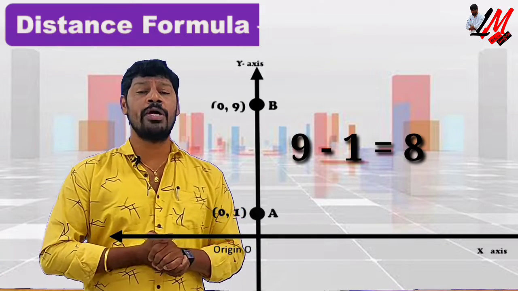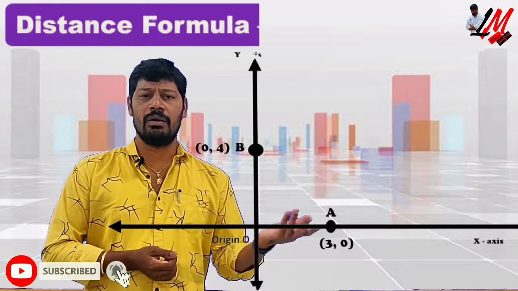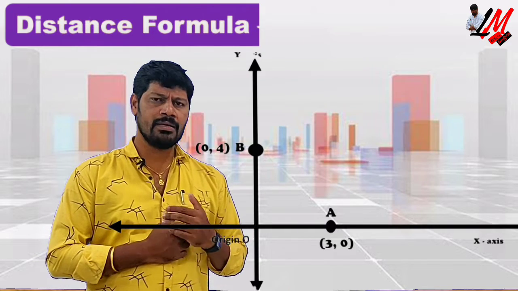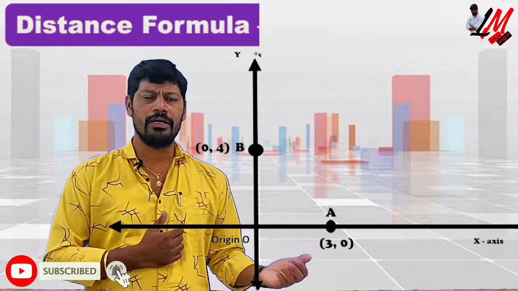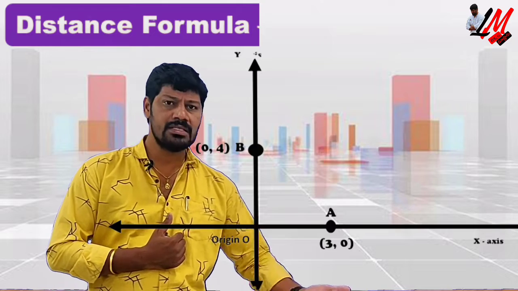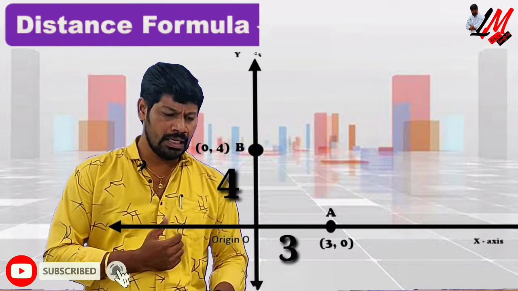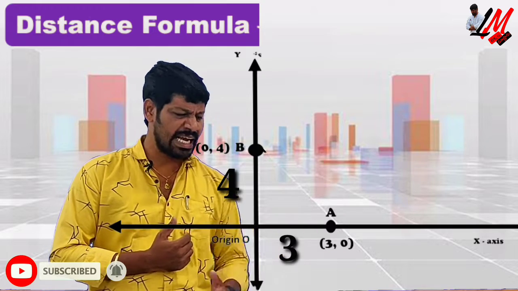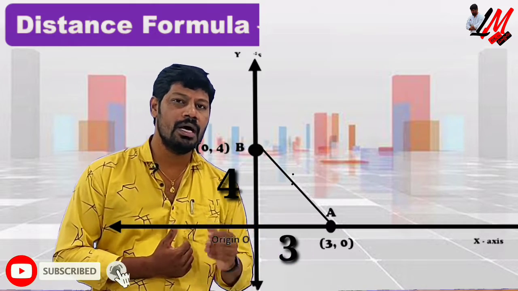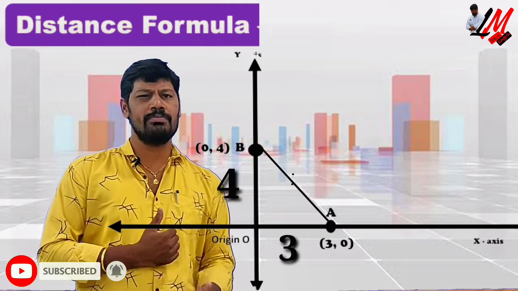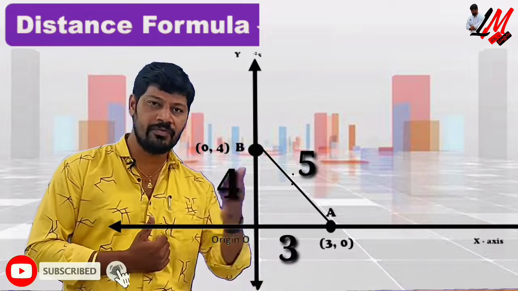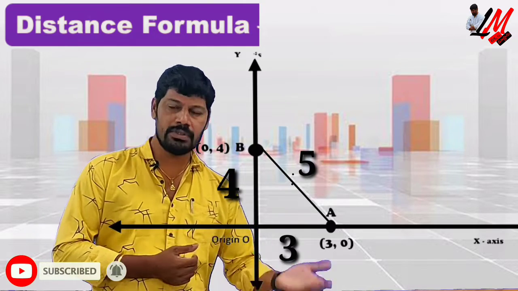For example, if the given points are on different axes, like one point on the x-axis and one point on the y-axis, how do they look? I'm taking (3,0) as one point and (0,4) as the second point. Clearly, as the point is (3,0), the distance is 3 units. As the point is (0,4), the distance is 4 units. So you can see a right triangle here, whose one side is 3 and another side is 4. You are supposed to find the hypotenuse, which is the distance between the points. Simply use the Pythagoras theorem, and the distance is going to be 5 units between the given two points (3,0) and (0,4).